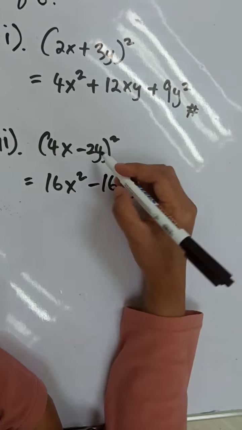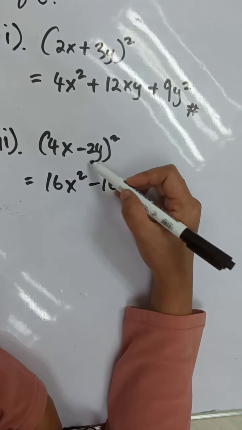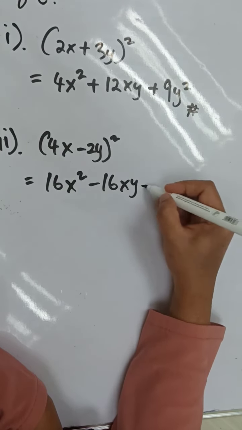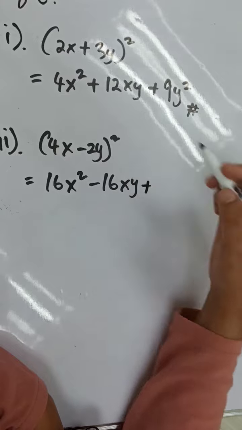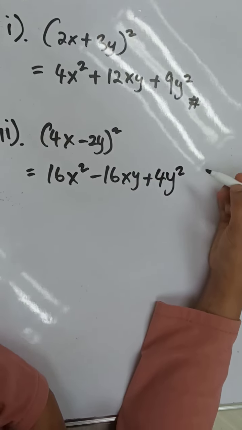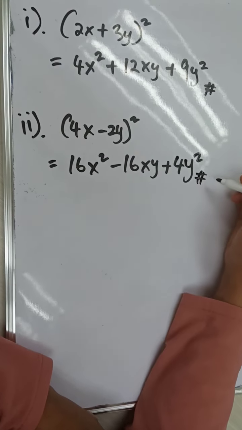So negative 16xy. And then the third step, you have to square the second term in the bracket. So square negative, you get positive. 2 square, you get 4, and then y square. Okay, so this is the solution for number 2.